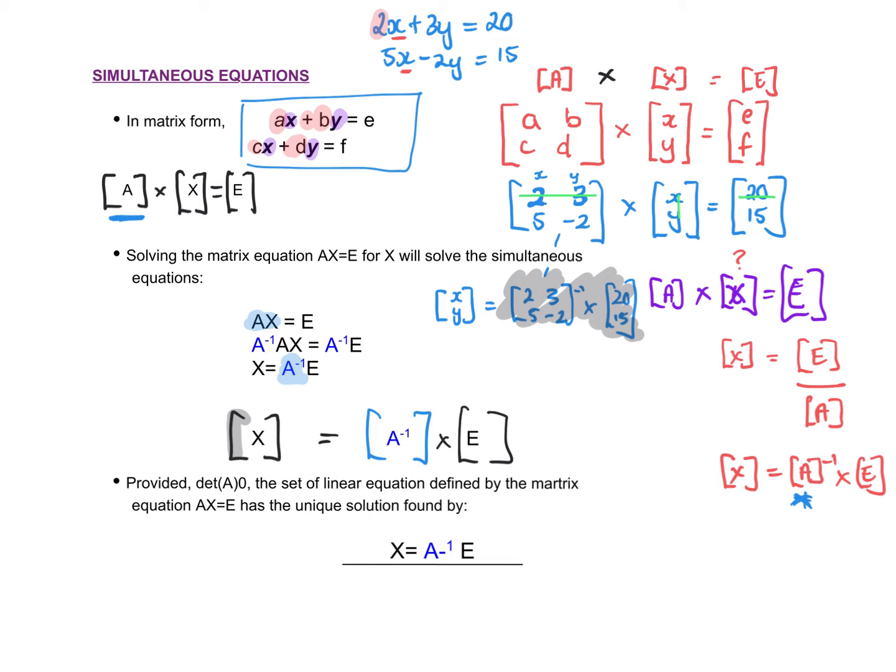The only thing we have to be careful of is that you won't be able to solve the simultaneous equations if the determinant of this matrix, this first one, equals 0. You're not going to be able to solve it because you can't get an inverse if the determinant is 0. So that's what that's saying. That means that the simultaneous equations can't be solved, and I'll talk about that in a little bit.